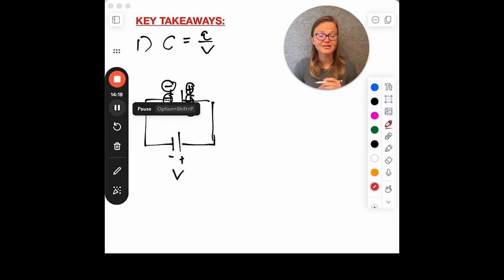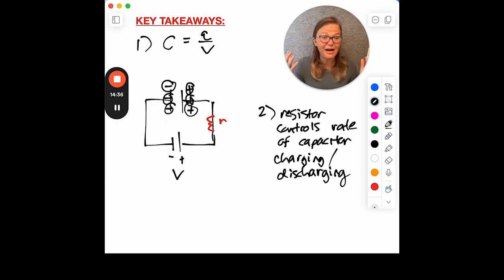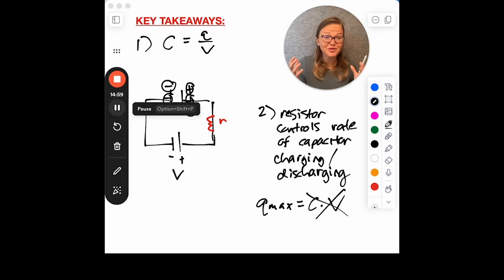My other takeaway is: what happens if I add a resistor into this circuit? So let's say I add a resistor here. What effect is that going to have on how my capacitor charges or discharges? Well, all it's going to control is the rate at which my capacitor charges. It's not going to affect the max amount that my capacitor can charge, and we know that because if we solve our capacitance equation for charge, we get that our max charge is equal to our capacitance times our voltage. And notice that resistance is nowhere in this equation. So the amount of resistance in our circuit is irrelevant to the theoretical maximum amount of charge that we can put on our capacitor.